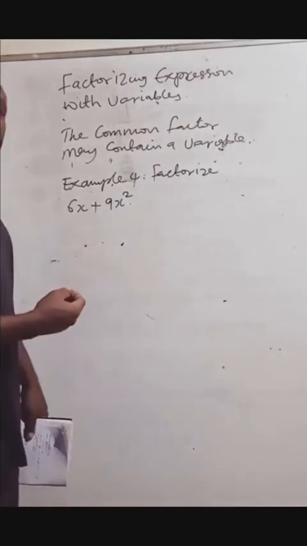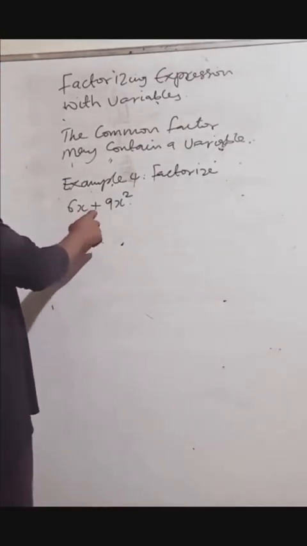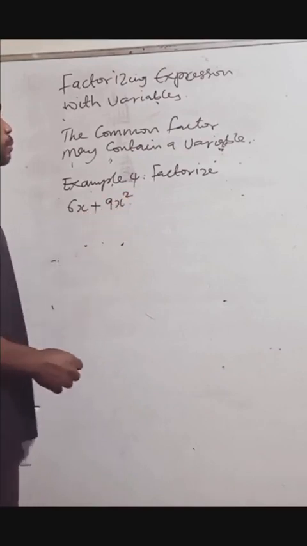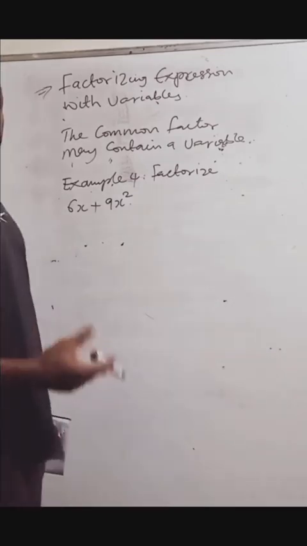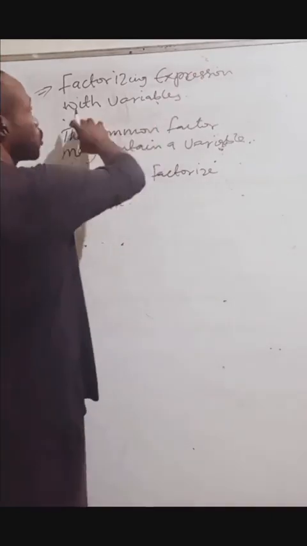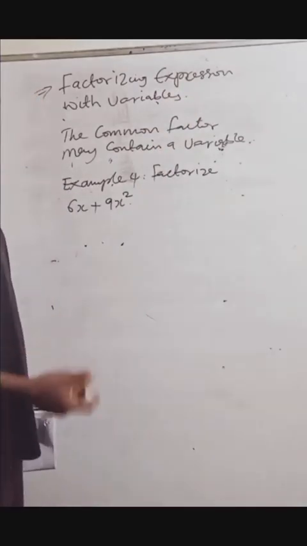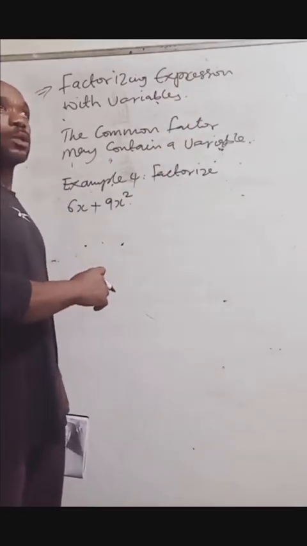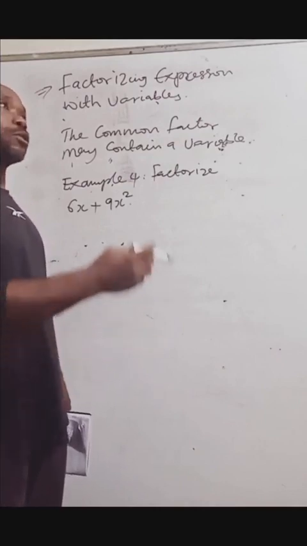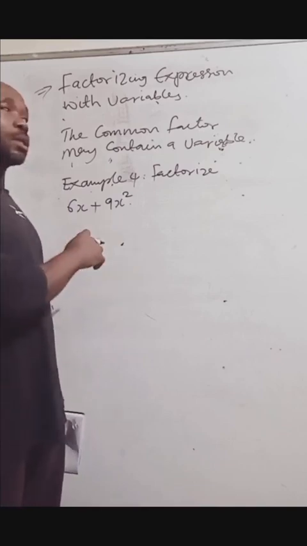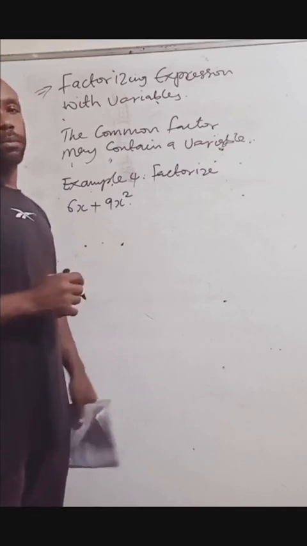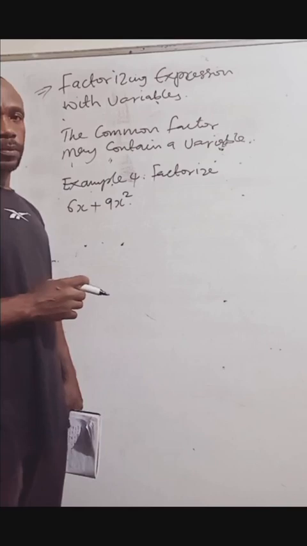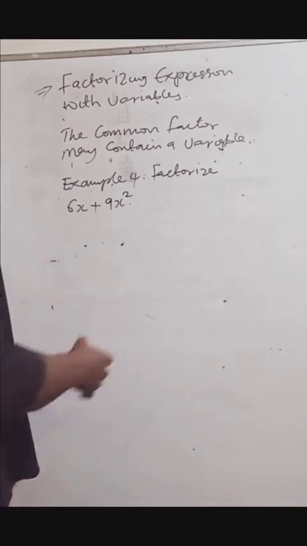Example 4, we are asked to factorize 6x plus 9x squared. And this time around, we're going to use a different approach. The subtopic says factorizing expression with variables. In the previous examples, we did not factorize a variable. We only factorized the numbers. But in this case, we're going to include factorizing the variables in the algebraic expression. So the common factor may contain a variable.